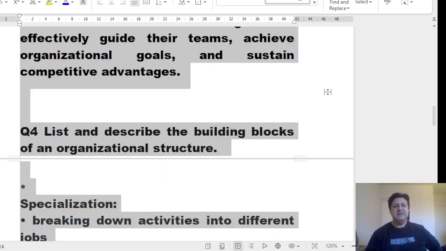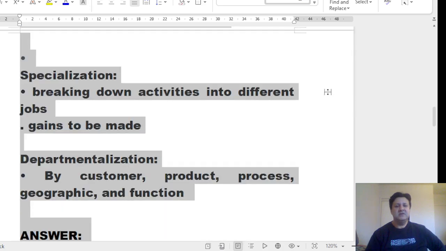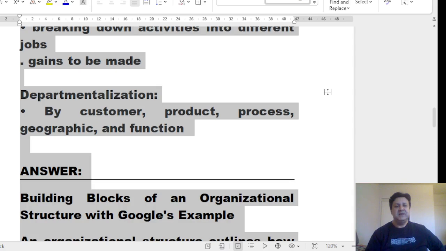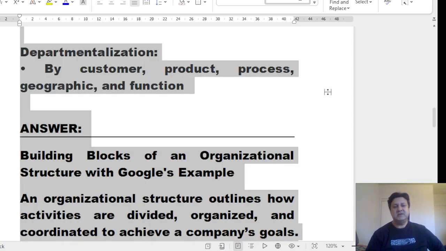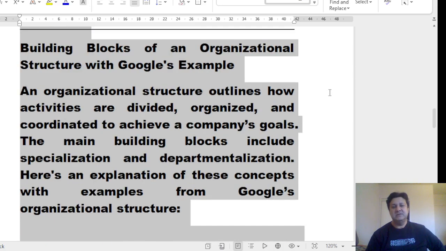List and describe the building blocks of an organizational structure. We have to talk about specialization, breaking down activities into different jobs, gains to be made, departmentalization by customer, product, process, geographic, and function. So the answer is building blocks of an organization. I took the example of Google, one of the most successful companies. I usually take examples so that we can have more learning.